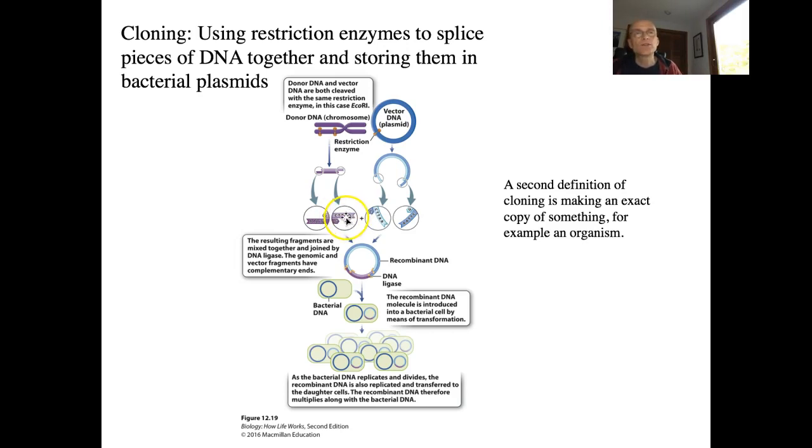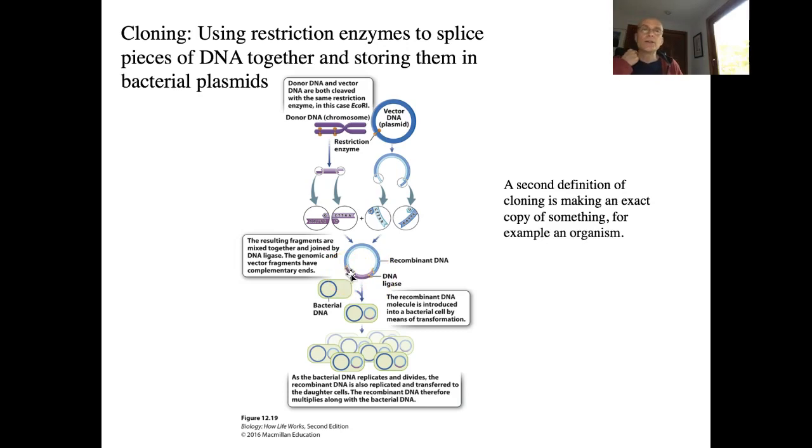And the same is true as over here. So this piece of DNA can fit into this cut open plasmid or vector, and the resulting fragments are mixed together and joined by DNA ligase. The genomic and vector fragments have complementary ends. So these pieces are now in here, and now you have a recombined new piece of DNA, and it's called recombinant DNA. You use DNA ligase.